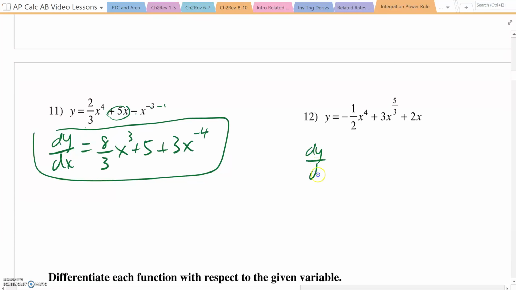Next, number 12. The 4 comes down, multiplies by the negative 1/2. Well, half of 4 is 2, but it's a negative 2. Reduce the power. Next, the 5/3 comes down, multiplies by the 3.